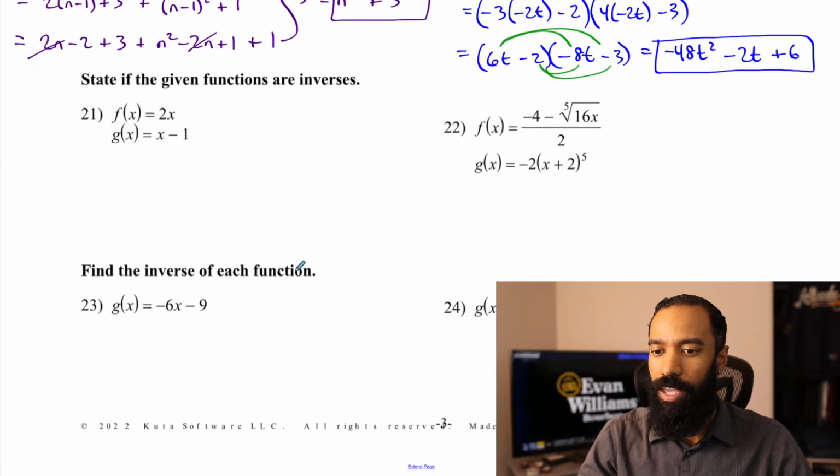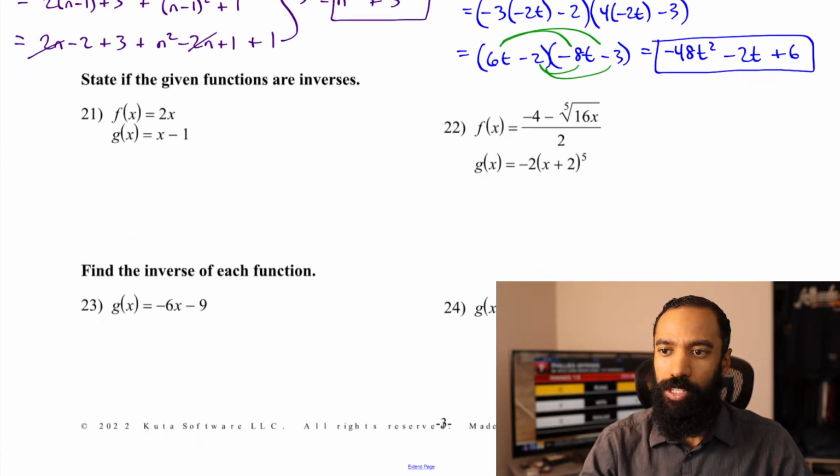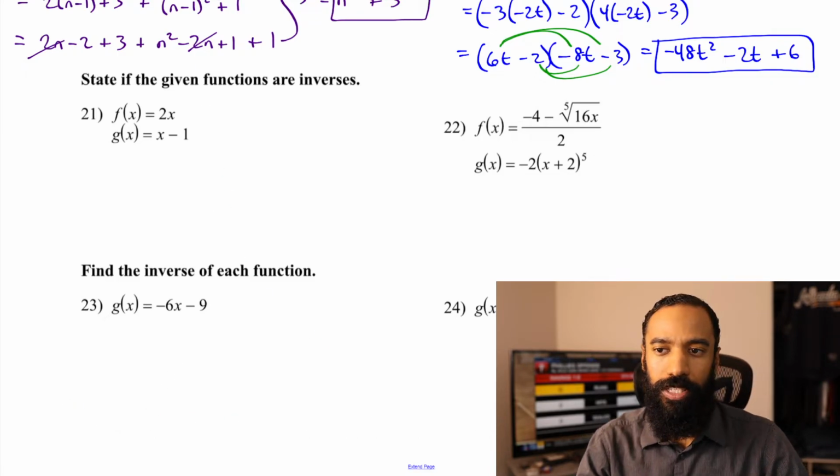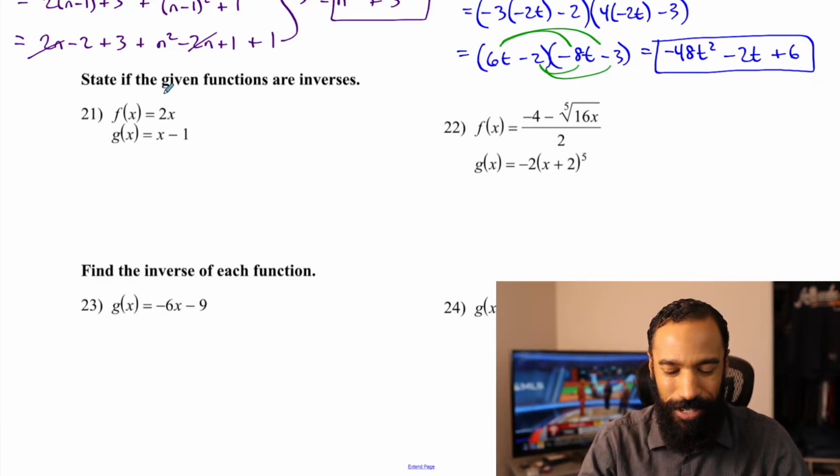All right, state if they are inverses. Now, there are two different ways that you can state something's an inverse here. You can use a composition of functions, or you can literally take the inverse of one or the other. Or you can look at this and clearly see that they're not inverses of each other.